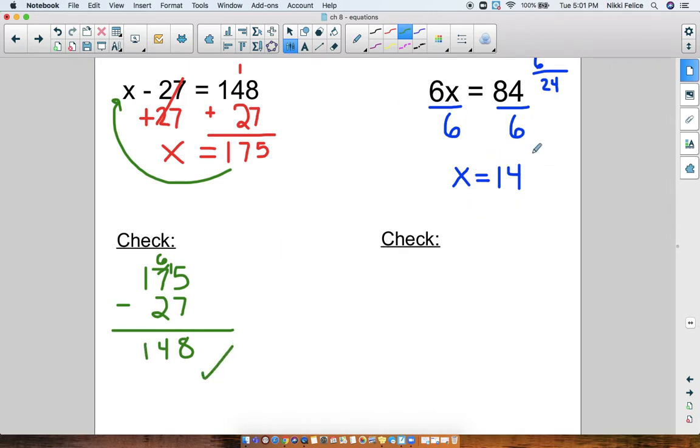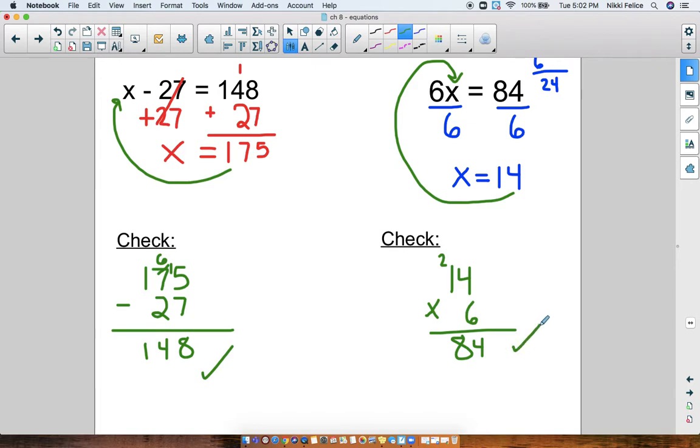Same thing with this problem. We figured out that x equals 14, so if I plug that 14 back up in here where the x is, that means that 6 times 14 should equal 84. So let's do that multiplication to just make sure that we did it correctly. 14 times 6, put down the 4, carry the 2. Perfect, we got the answer 84. So yep, we did both of these problems correctly.